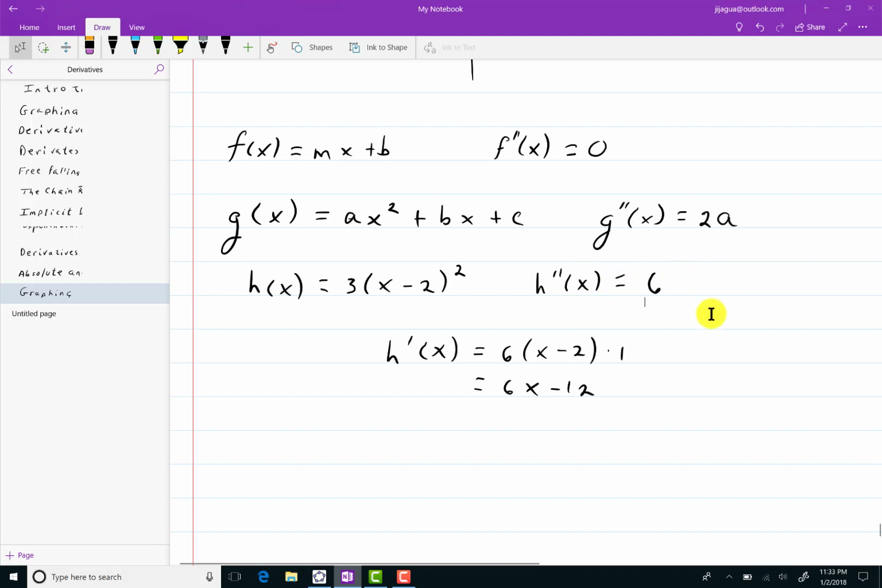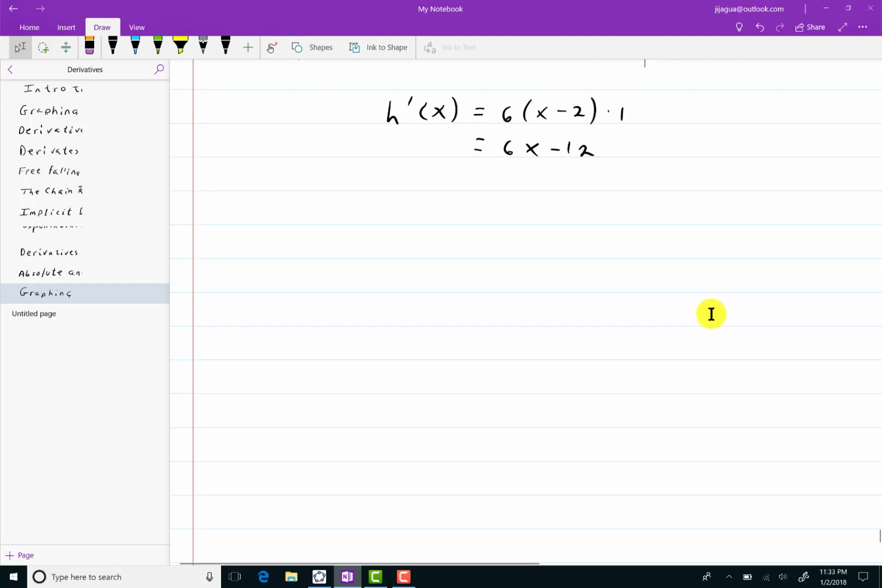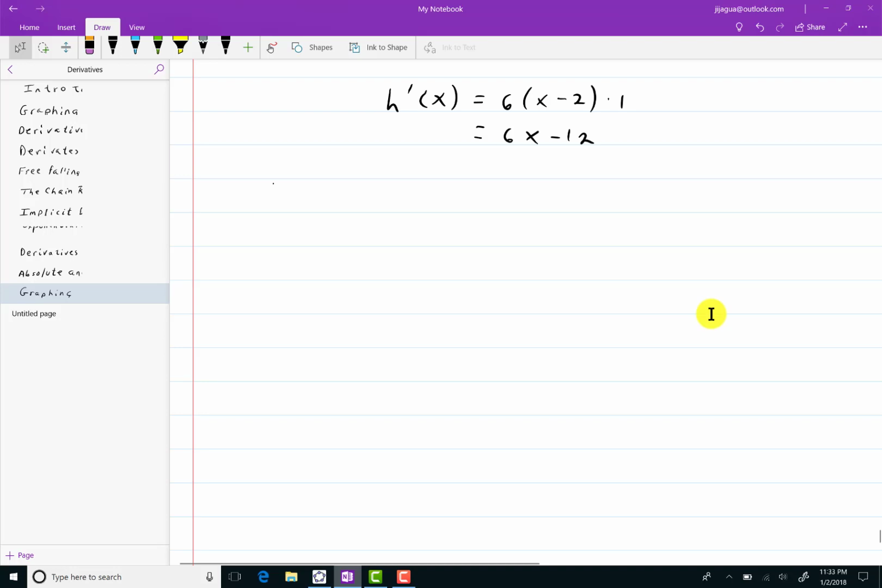You have 2 types of concavity. We have concave up and then concave down.